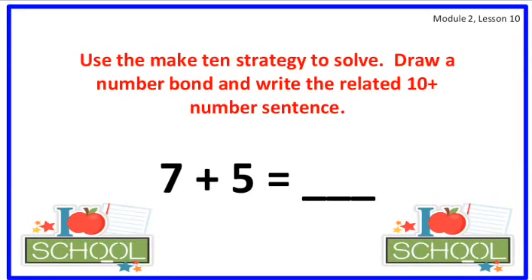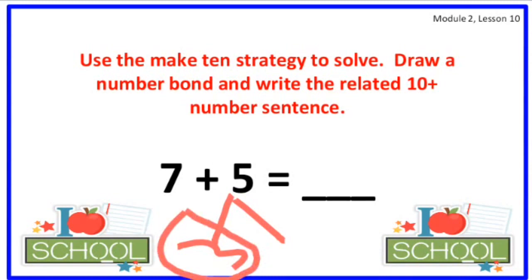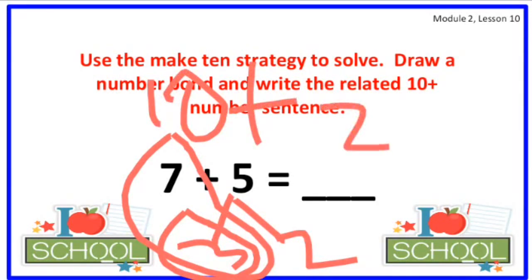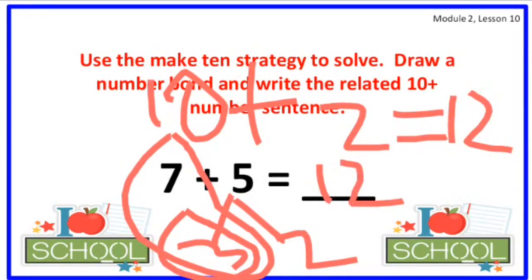Now use the make 10 strategy to solve. Draw a number bond and write the related 10 plus number sentence. So the same thing, I will make my number bond under the smaller number, not the bigger number. How many do I need to make 10? 3, yes, because it's 7. How many will be left from the 5? 2. So 7 and 3 makes my 10 plus what is left outside? 2, and that gives me 12. So I have my 12 here. See that? It's so simple.